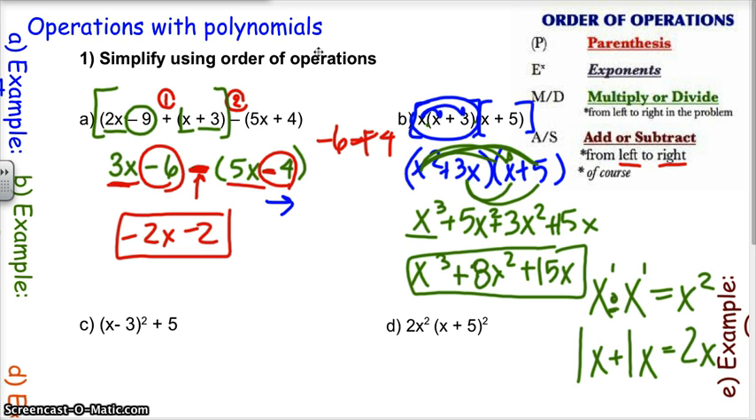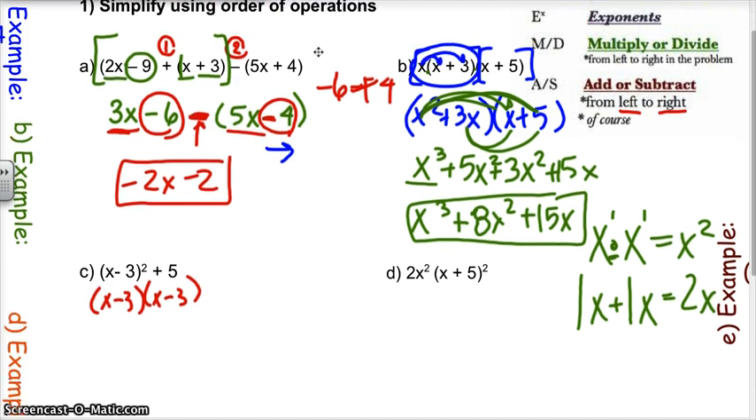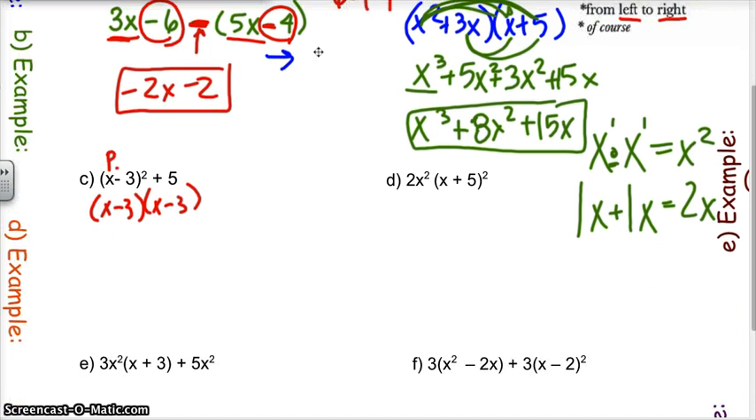It doesn't work that way. What that's telling you is that it's x minus 3 times x minus 3. I'm going to go ahead and use my shortcuts because I recognize this as a perfect square trinomial. If you don't like your shortcuts, then you are stuck multiplying. So I get x squared minus 6x plus 9. And don't forget the original problem had a plus 5 at the end.